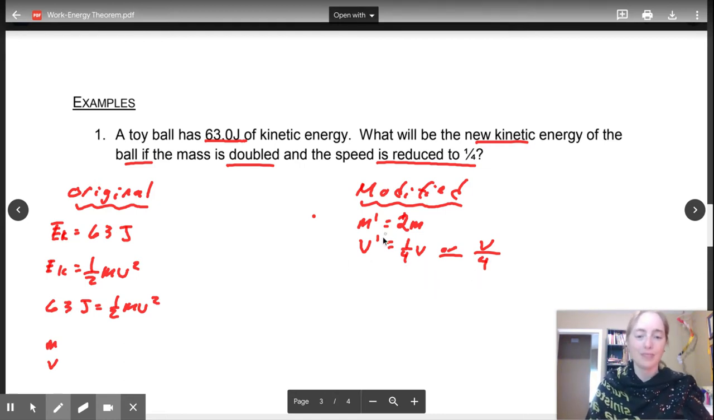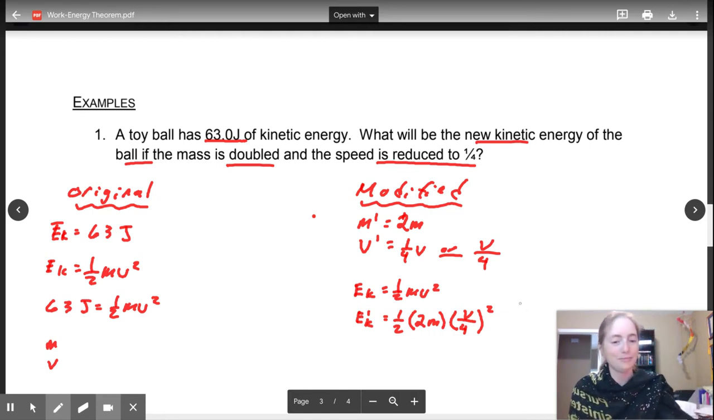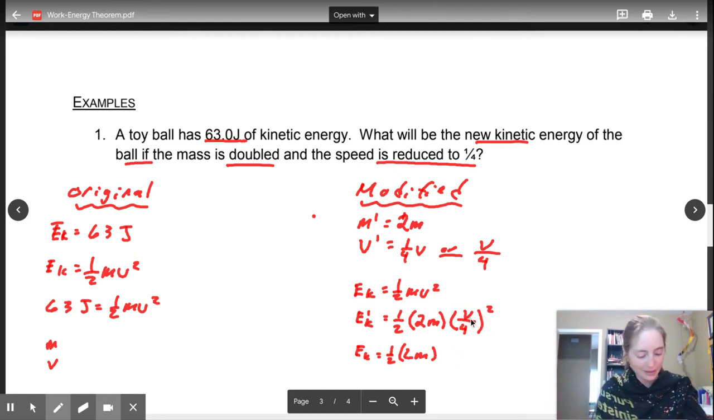So what we're going to do is take EK equal to 1/2 mv squared and substitute these values in there. My EK prime, once again after modification, is equal to 1/2 times 2m, which I'm substituting in for my m, times v over 4 squared. We're going to solve what we can here. I'm just going to leave the 2m for now, but I am going to square this. When we square this, we have to square the v and the 4 too.